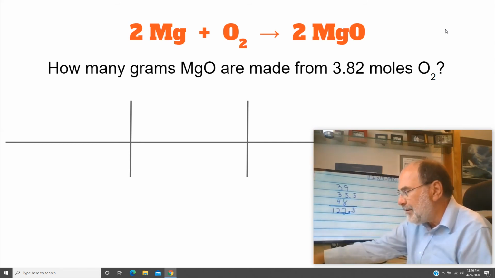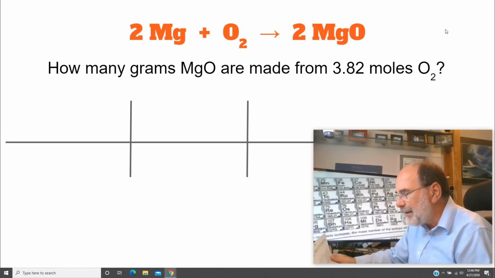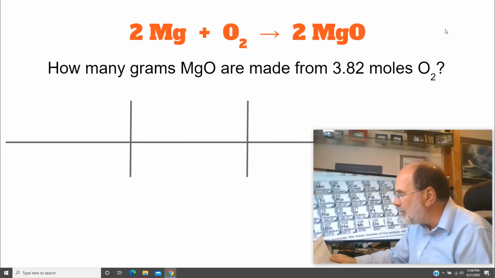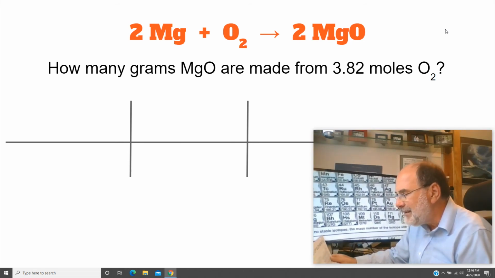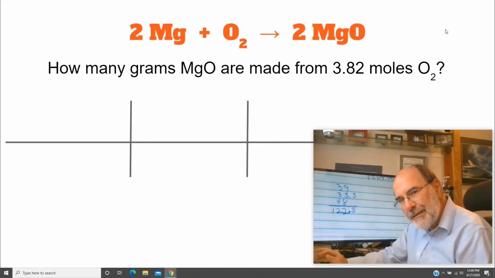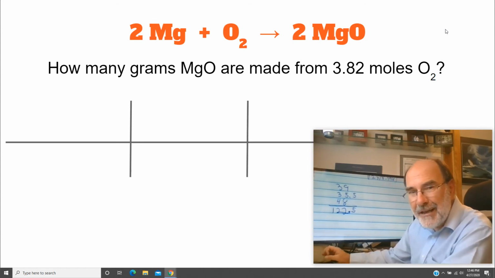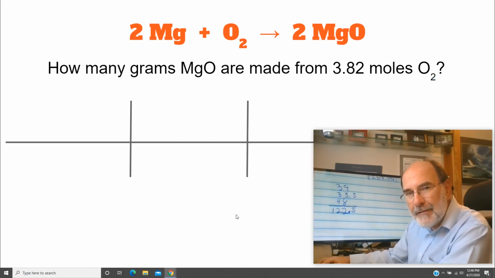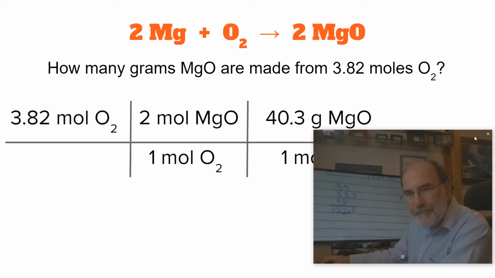Last, looking at the periodic table, I see the magnesium is 24, oxygen is 16. I'm going to use a calculator. 24.3 plus 16 means 40.3 grams per mole. And I said I had at least 7 of that. So I'm expecting over 280 grams of this product to be made. Let's see what we have.